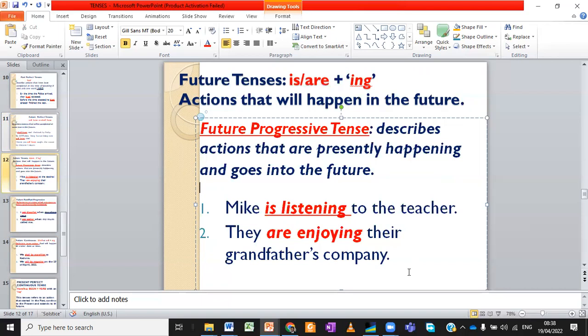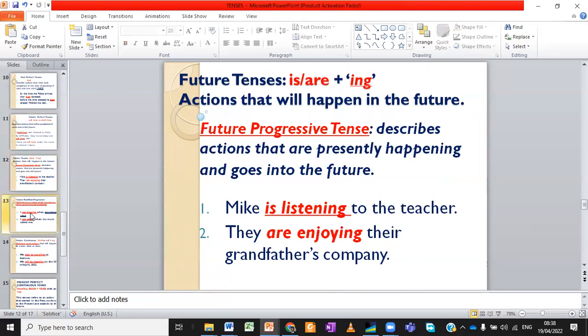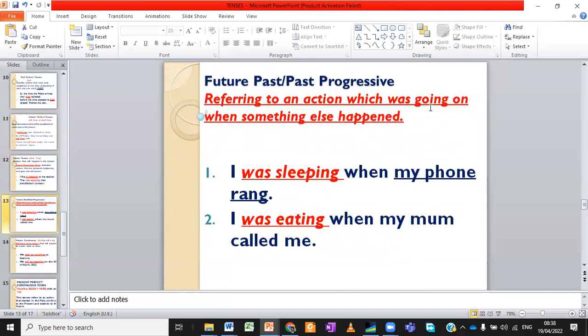Simple future. The truth is that anywhere you see future or continuous, look for ing. Okay? Future past. Now, let me explain this one. Future past describes an action that was going on before another action took place. Future past, or past progressive, describes an action that was currently going on before an action took place.